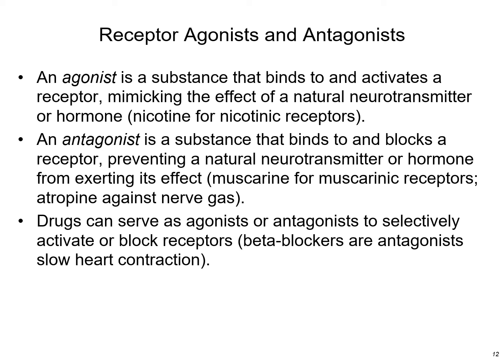When something from the outside can change the activity of those receptors, we can call them agonists. And agonists speed up the activity of that neurotransmitter. Antagonists are chemicals that will inhibit the effect of those neurotransmitters. So there are a large number of examples.